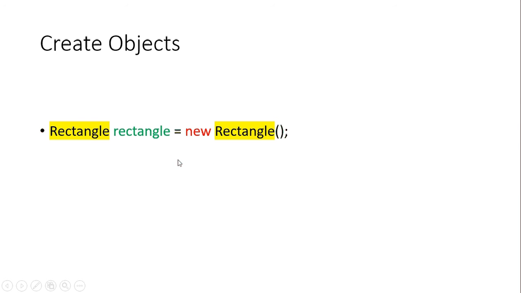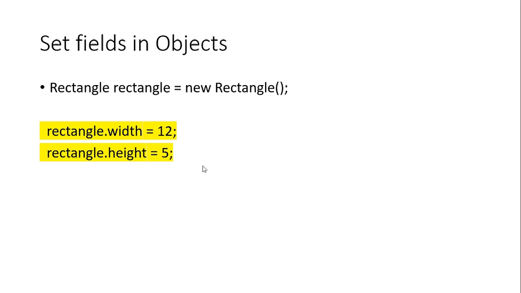What it does is it allocates some memory in the Java heap space. We'll be looking at what heap space is and how memory gets allocated. But for now, just think in terms that you will be creating one rectangle shape. So this is what the syntax looks like for creating an object.